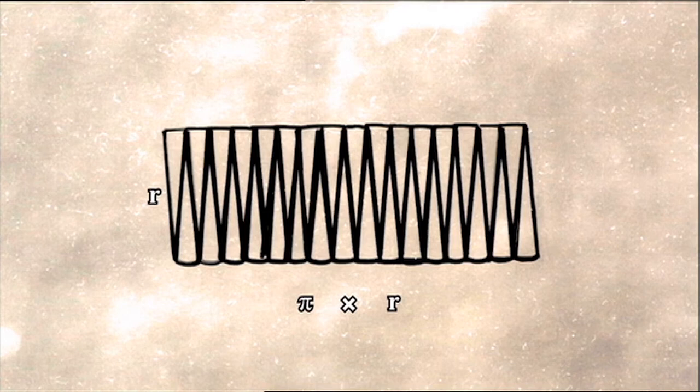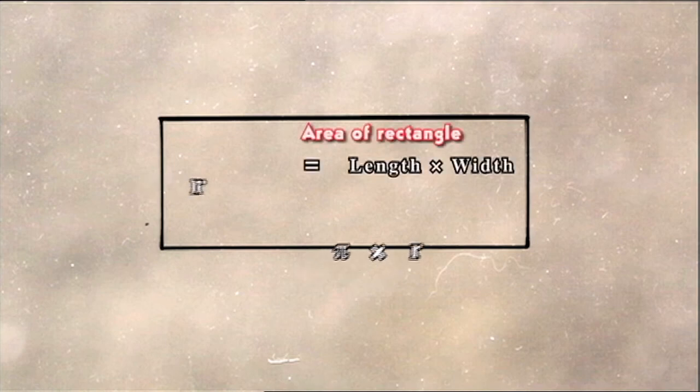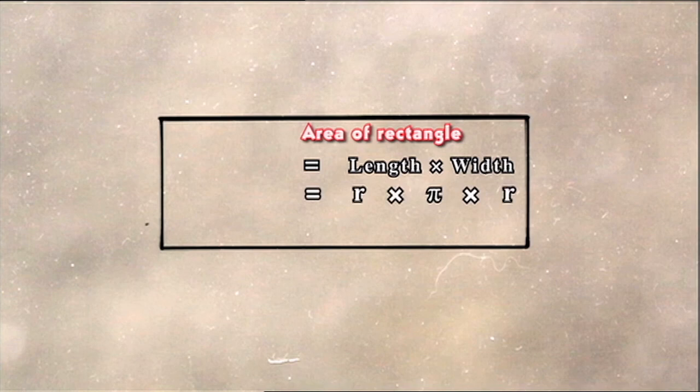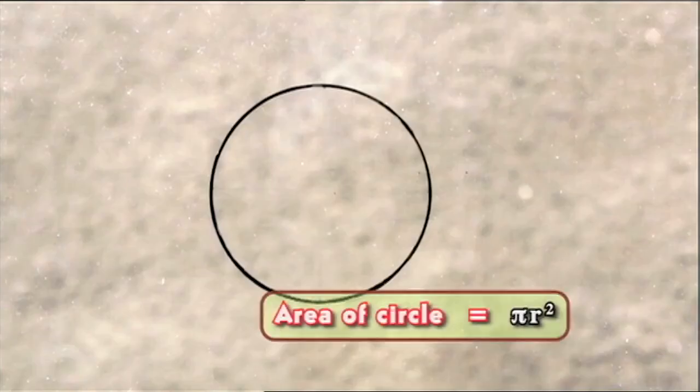When a circle is cut into many equal parts, the resulting figure looks more like a rectangle, with the width of the rectangle being r and its length pi times r. The area of the rectangle equals its length times its width, that is, r times pi times r, or simply pi times r squared. Therefore, the area of the circle equals pi times r squared.